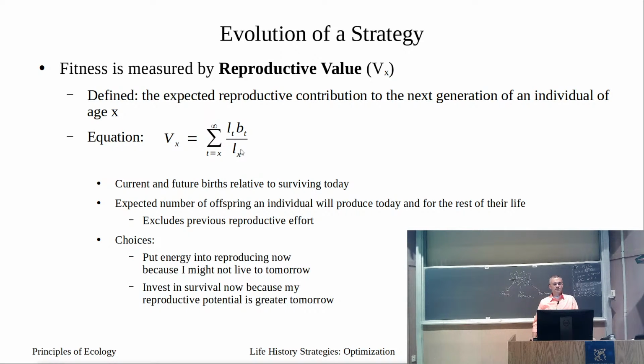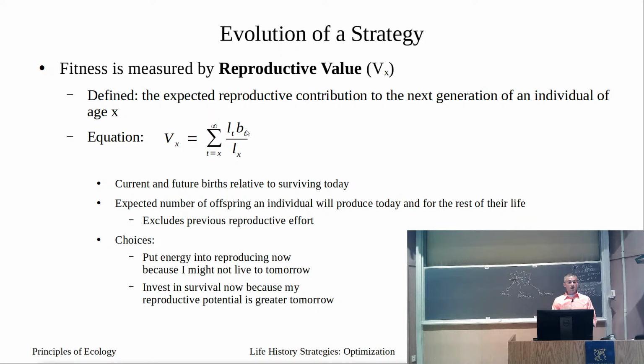So what is L sub t, L sub x? What do you think those terms are? What is L sub x in our life table? Survivorship. So L sub x is survivorship. What's B? So if we start at the beginning, this is L sub x B sub x. What is B sub x in our life tables? Yeah, it's our birth schedule.